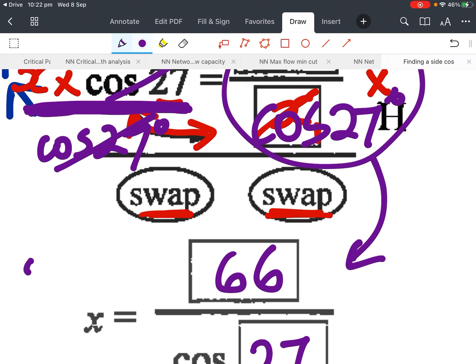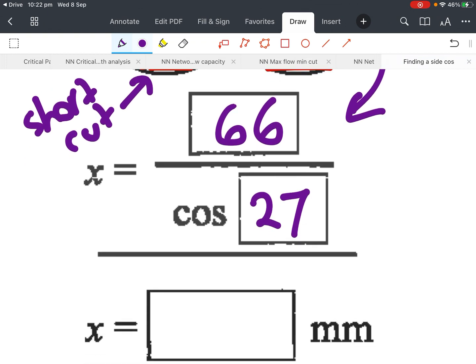So the shortcut is just to do a swap. X with the cos 27. It's much easier if you remember that way.